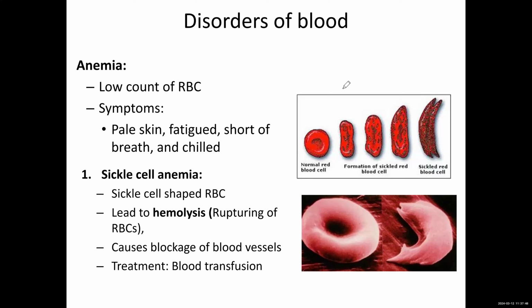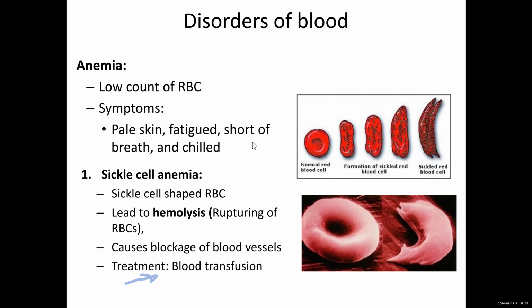So this defect in the shape of red blood cells is inheritable. So this is a genetic disorder, a genetic disease. When the gene that is responsible for hemoglobin synthesis has a mutation, cells are formed with a wrong shape. This leads to hemolysis, or rupturing of red blood cells, causes blockage of blood vessels, and treatment includes blood transfusion.